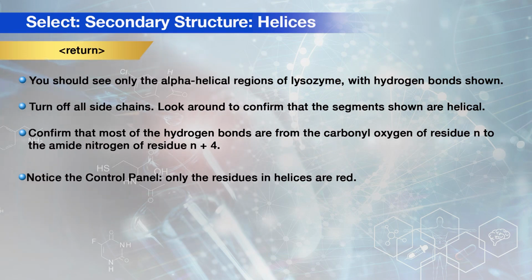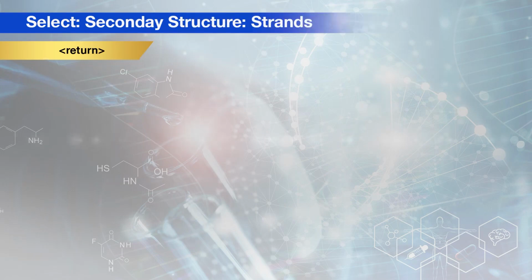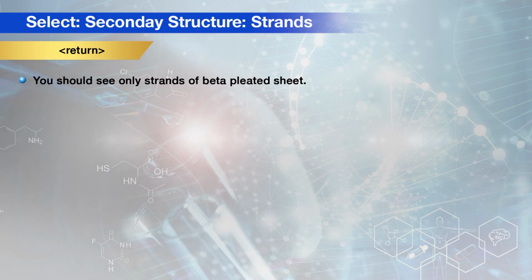Notice the control panel. Only the residues in helix are red. This allows you to take further action on the selected groups, such as coloring them, as you will see in the next section. Select secondary structure, strands, return. You should see only strands of beta pleated sheet.